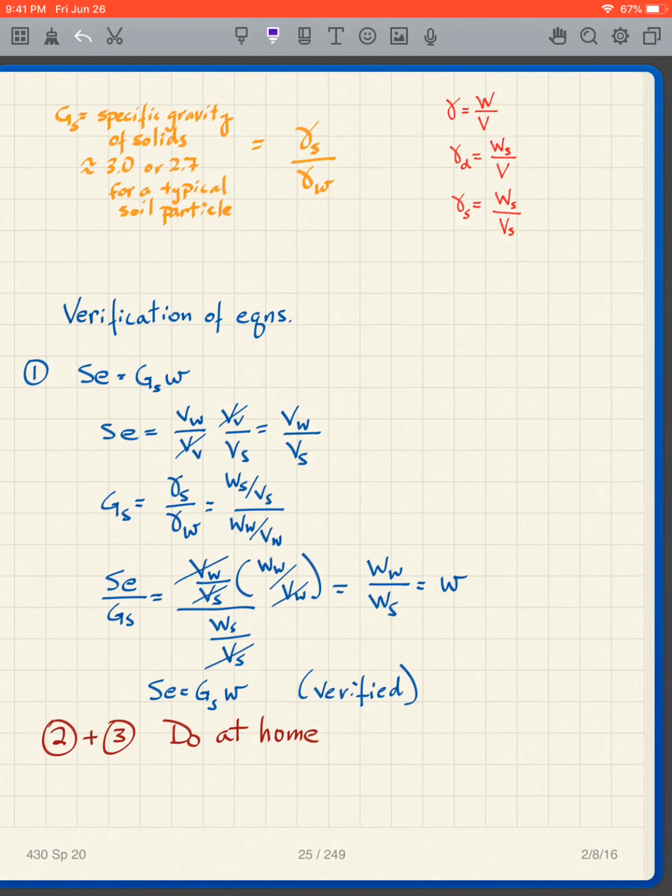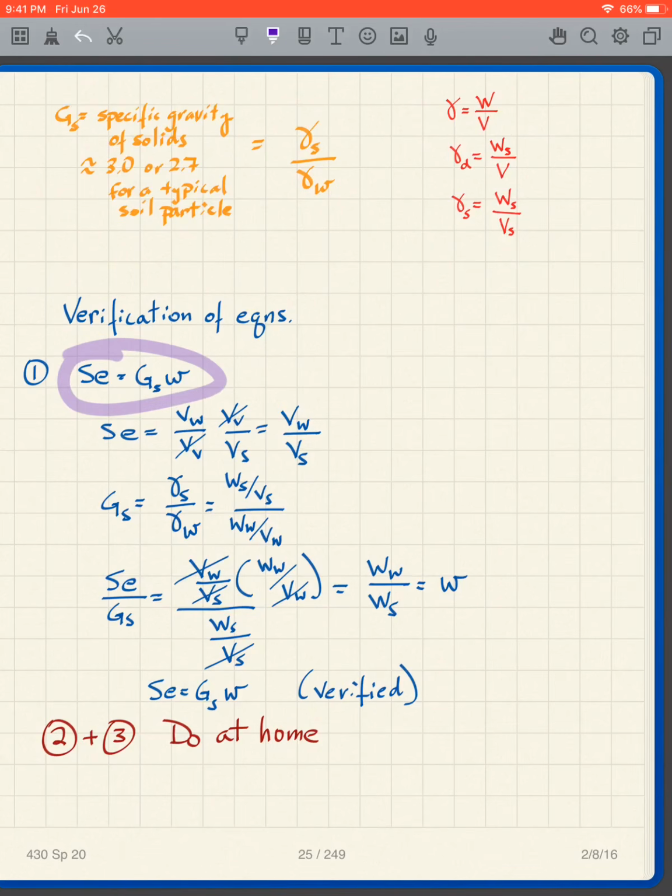And once more, gamma is weight over volume, gamma d is weight of the solids over the volume, and gamma s is weight of the solids over volume of the solids. Okay, so I'm going to verify these equations, or one of the equations anyway.